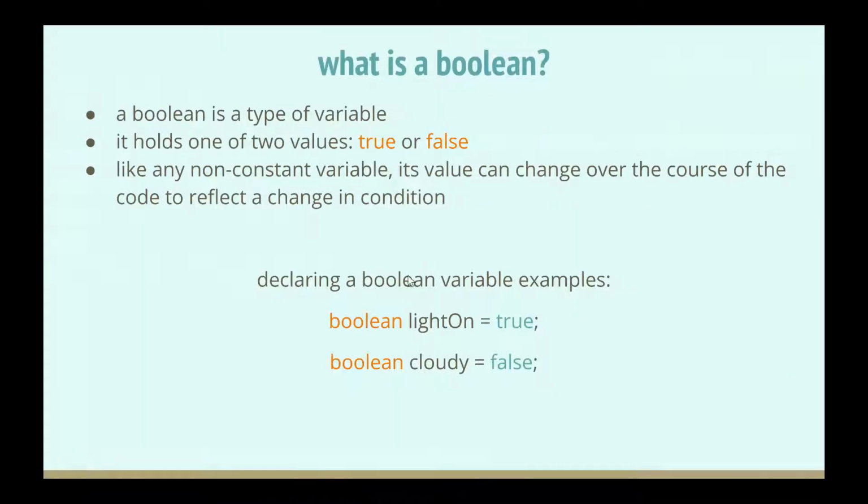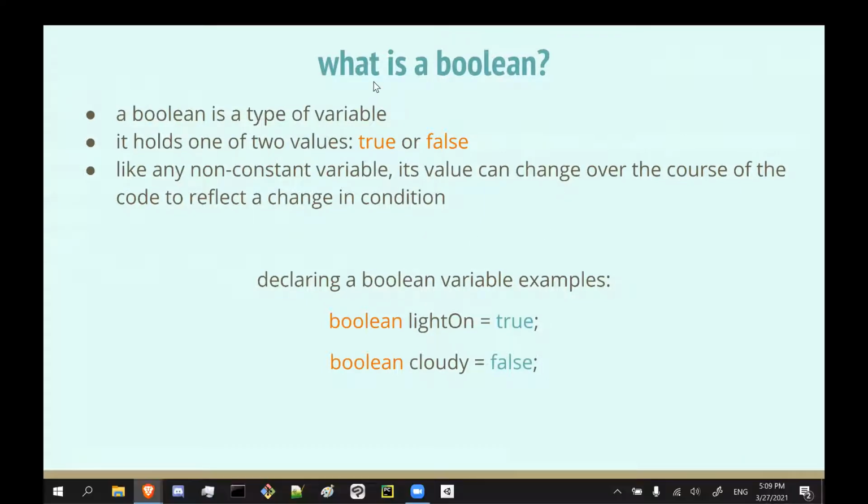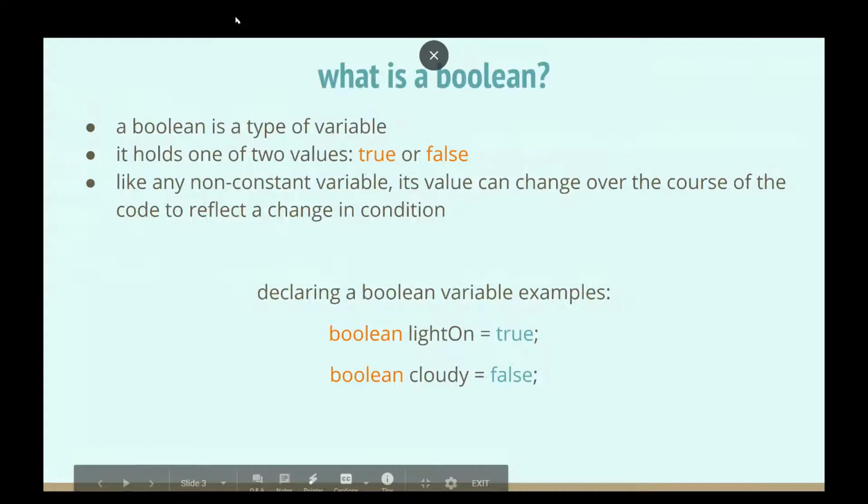So first off, I'm just going to go over what a Boolean is. A Boolean is basically a data type. If you remember the primitive types we went over in the second lesson, this was one of the types of variables we covered. It only holds two values, true or false. And just like any other non-constant variable, its value can change during the course of your code and reflect the change in the condition.